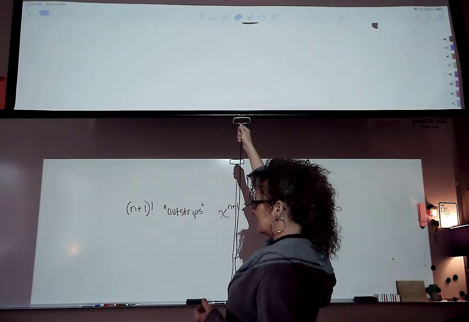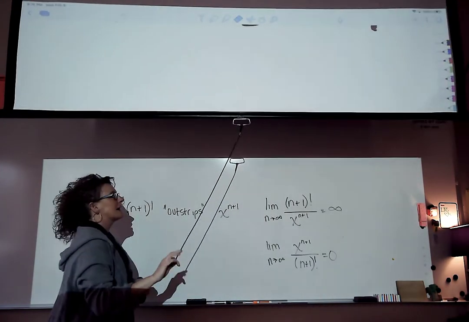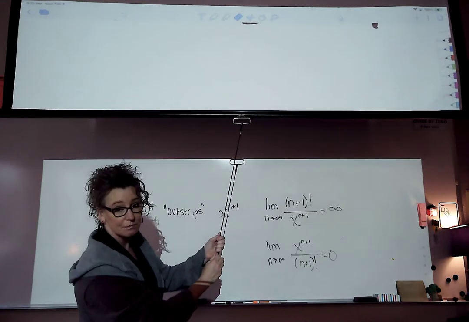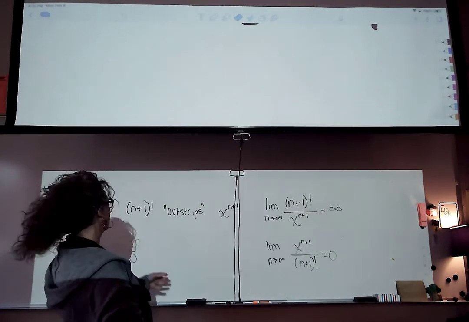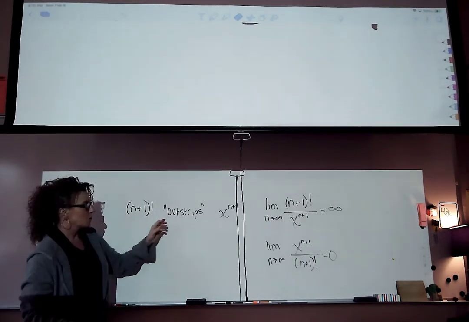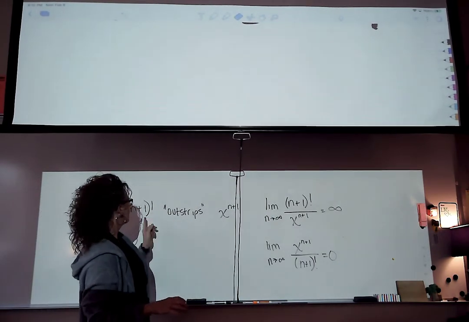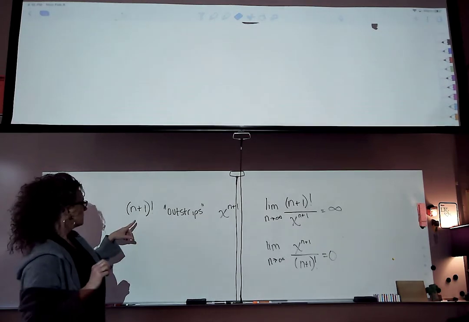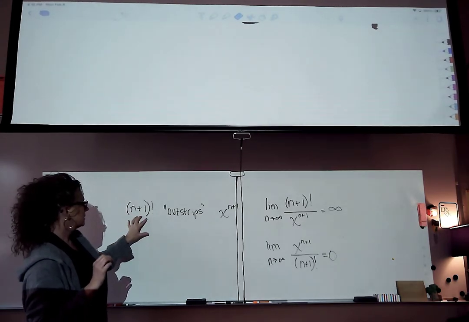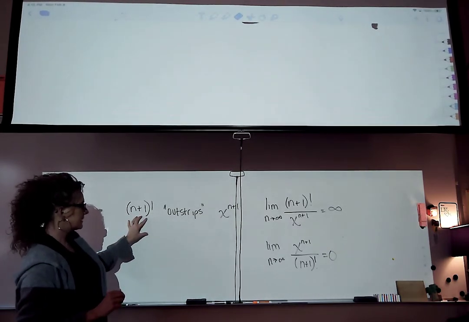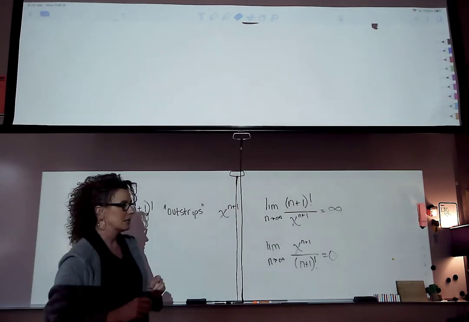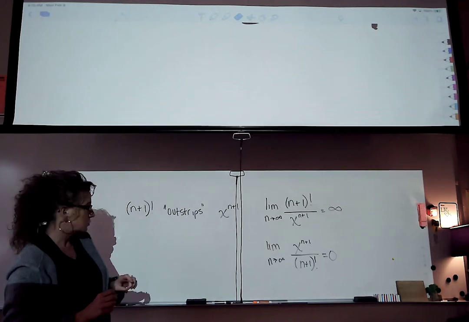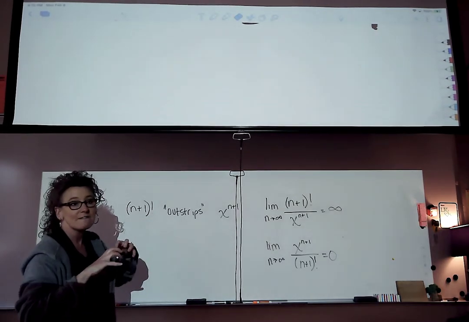And something you're going to need to know today, trying to eliminate the glare, is the fact that for any constant x, the expression n plus 1 factorial outstrips x to the n plus 1. And here's what I mean by outstrips. It grows faster.